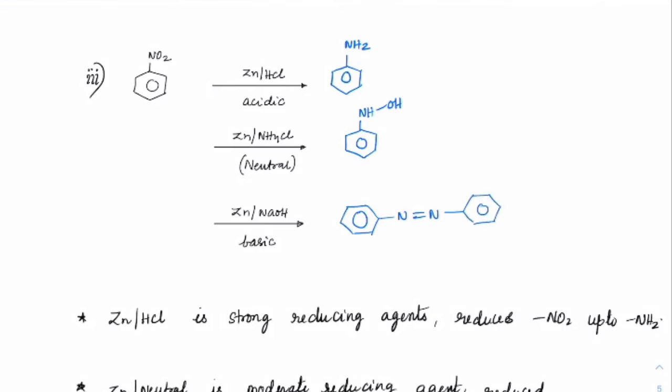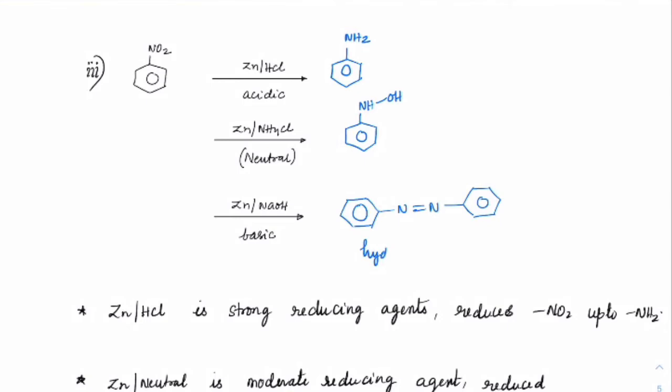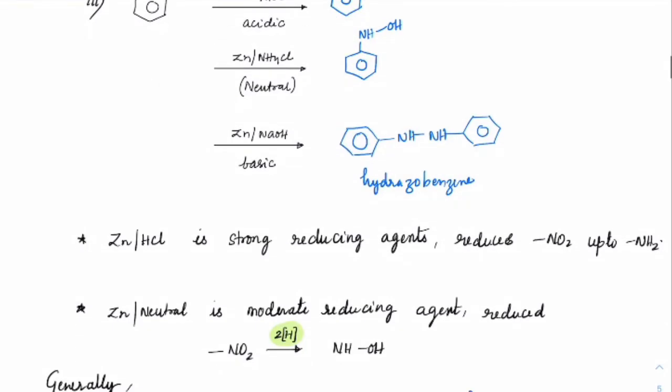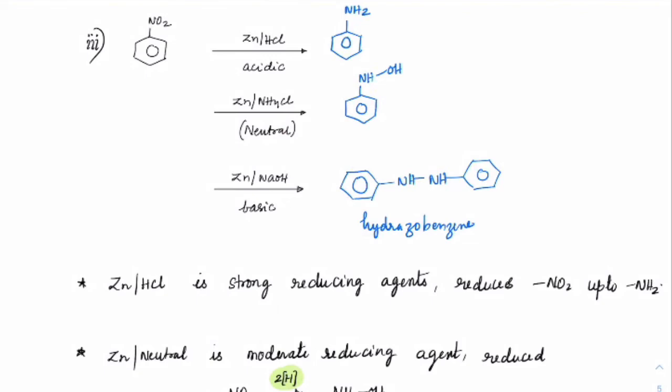This is the product which is formed. This is hydrazobenzene. Sorry, NH, then NH and NH. So hydrazobenzene is formed here. Out of this you can see Zn HCl is a strong reducing agent that will convert NO2 to NH2. But neutral is a moderate one, so that will convert NO2 up to NHOH here.